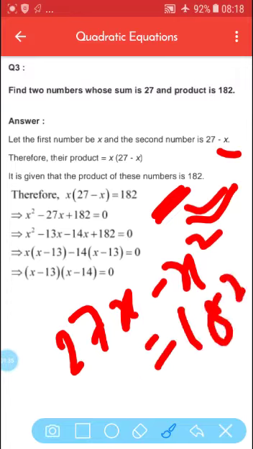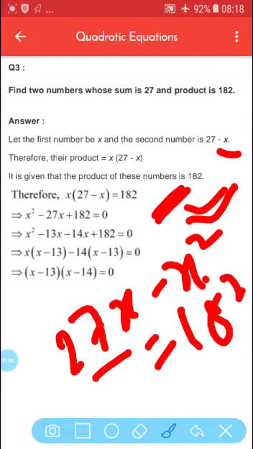So we will arrange. Let us take this x square to this side. So x square, minus 27x plus 182 is equal to 0. Let us split this by factorization, or by splitting the middle term. So 13 times 14 becomes 182, and minus 13 minus 14 becomes minus 27.